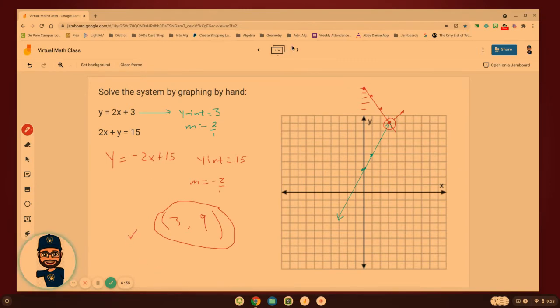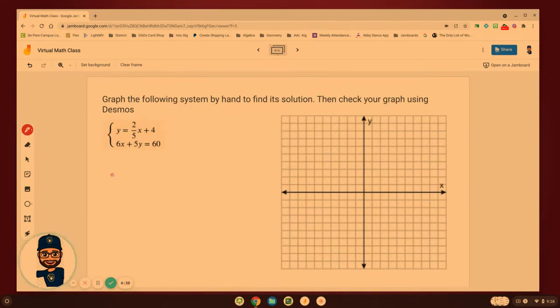All right, so we can graph a lot of these by hand. Why don't you take a moment, try to graph these two, and see what you get for a solution. All right, so we've got a y-intercept of 4. And we've got a slope of 2/5. So 4 on the y-axis, up 2 and right 5, up 2 and right 5. All right, so we've got this line right there.